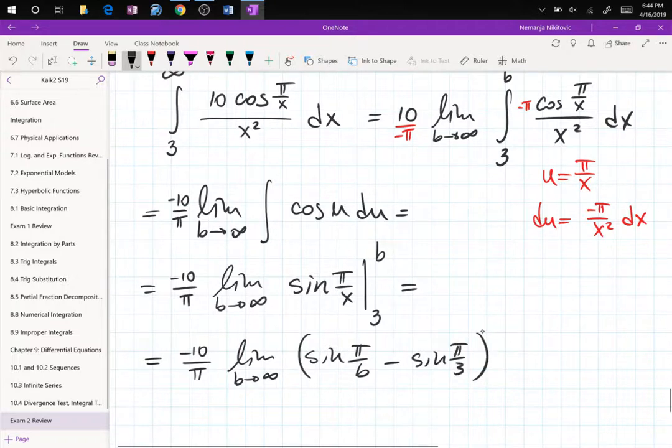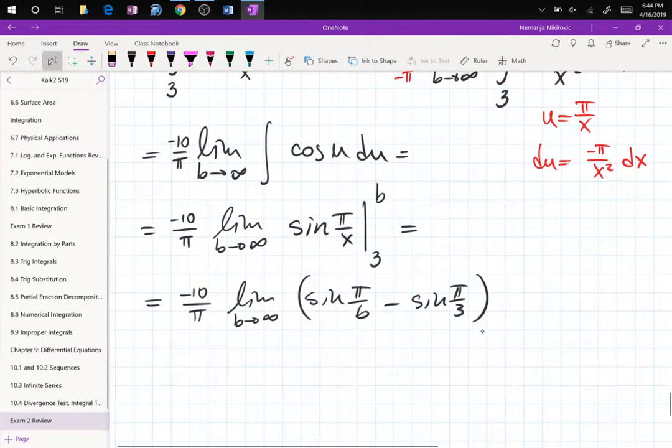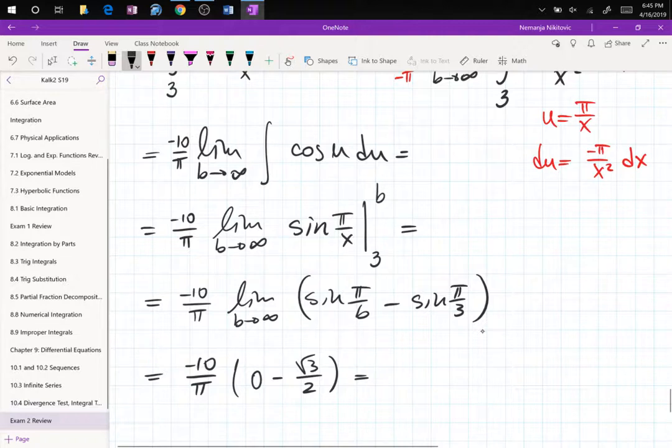Yeah, so it'd be pi over infinity. So what's pi over infinity? What would you get? 0. Yeah. So now we have 0 minus sine pi over 3, which is? Very good. But that's what I said, technically you could do that. So we have negative and negative will cancel. We have 5 root 3 over pi. No problems.